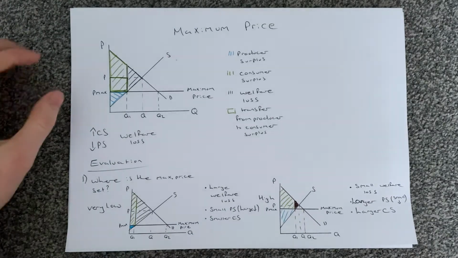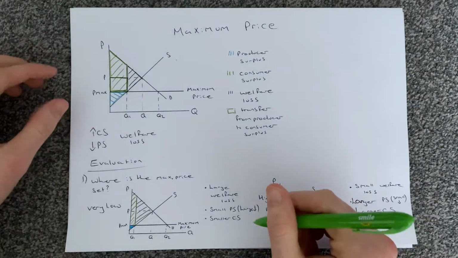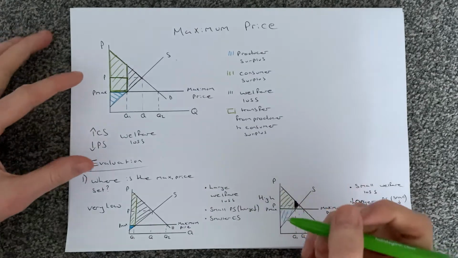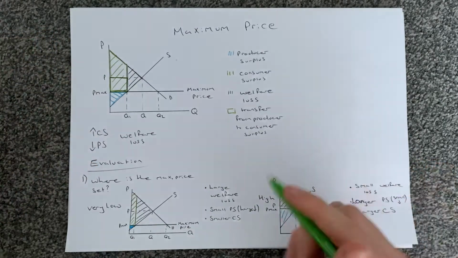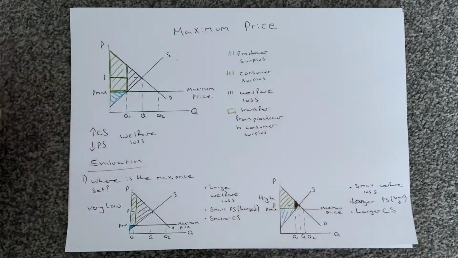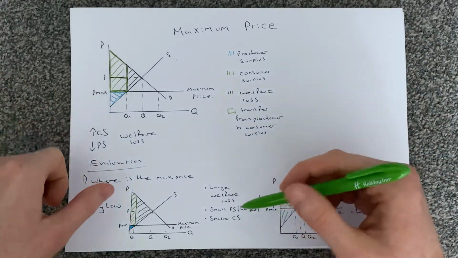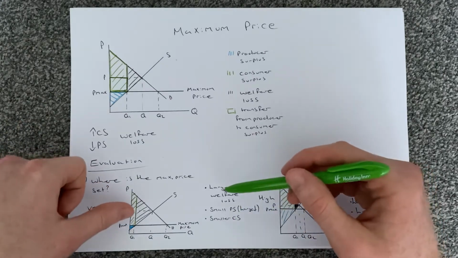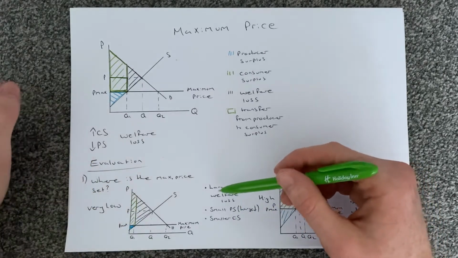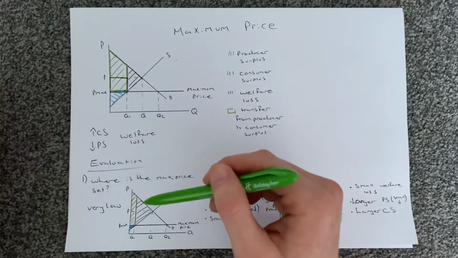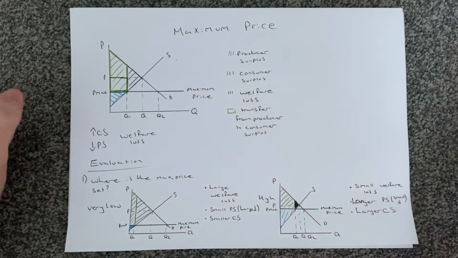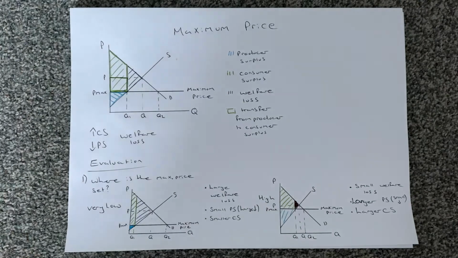And then obviously a smaller consumer surplus when the maximum price is set particularly low. Again, obviously the consumer surplus here has become smaller, whereas it's a larger consumer surplus here. The reason why it's become smaller is that the consumer surplus is evidently being taken up by the large welfare loss. So that's that point there.